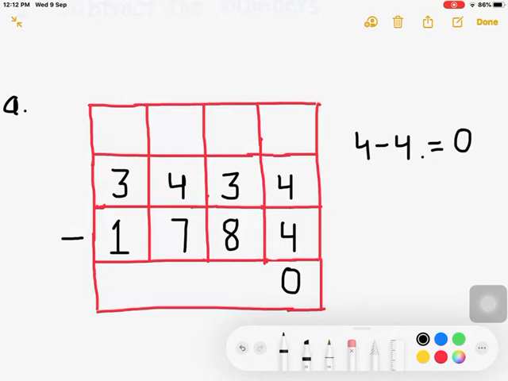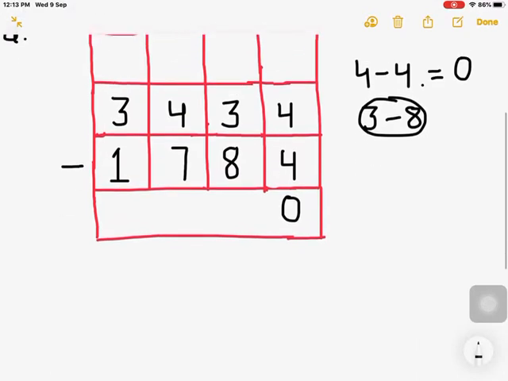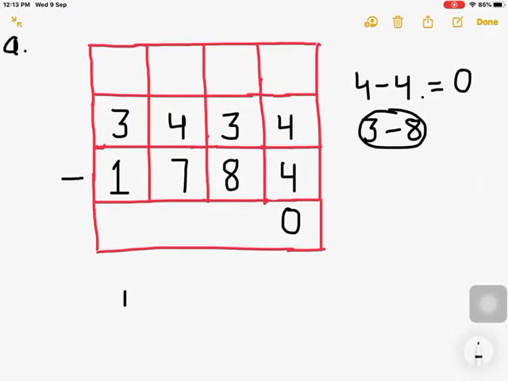Tens column, but you can see here 3 in the tens place, 3 tens here. It is impossible to subtract 8 from 3, isn't it? It is impossible. So what we do, we borrow from the hundreds column. Here we have 4 in the hundreds column, that is 4 hundreds. So it will give 100 to the tens column. After regrouping, we have 400 and 3 tens, isn't it?